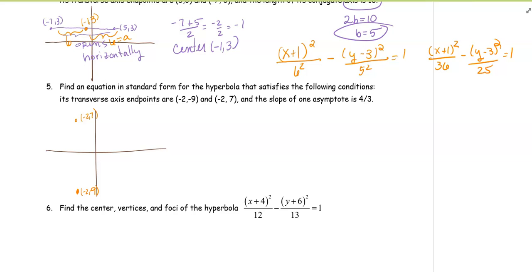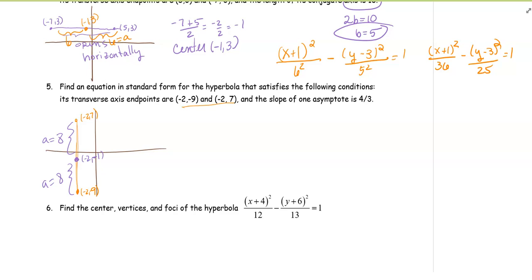I'm going to give you hints just in case you got stuck. So I plotted my points for the transverse axes. Since that's a vertical transverse axis, this hyperbola opens vertically, up and down. Okay. My next goal would be to find the midpoint of that line. Pause the video, do that if you haven't already. You should have found the center to be negative 2, negative 1. Therefore, A is 8.